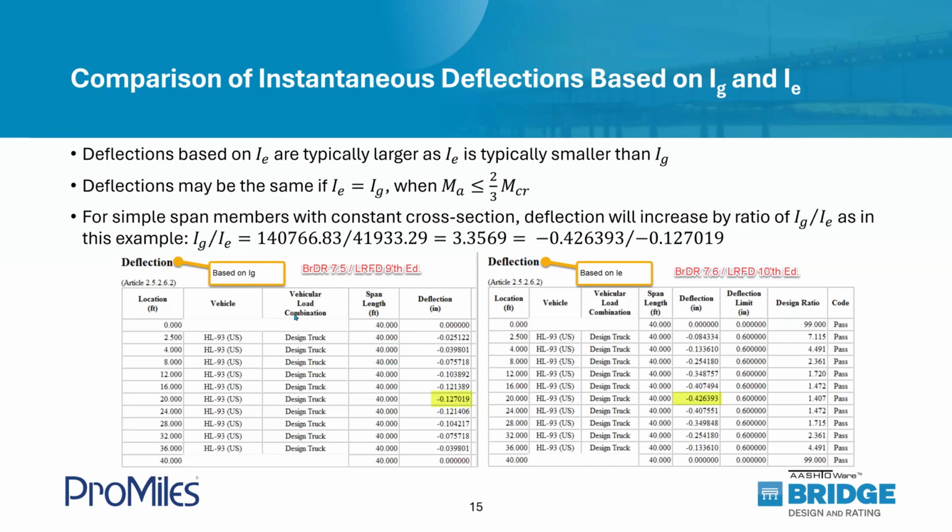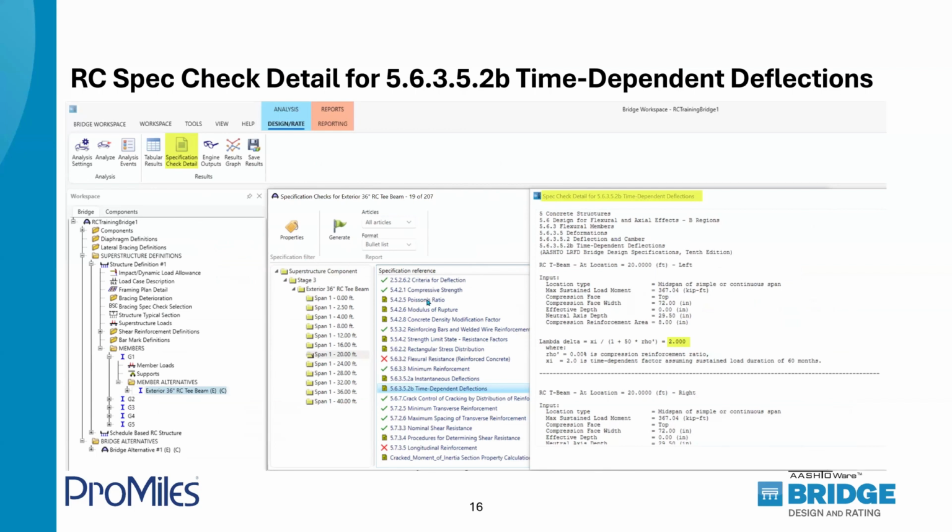And since it's a simple span model with constant cross-section, this ratio of deflections is just the same as the ratio of the gross moment of inertia to the effective moment of inertia.